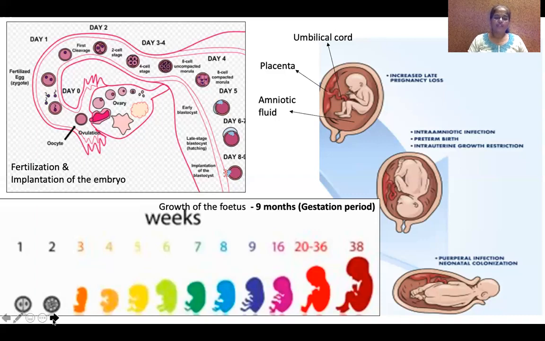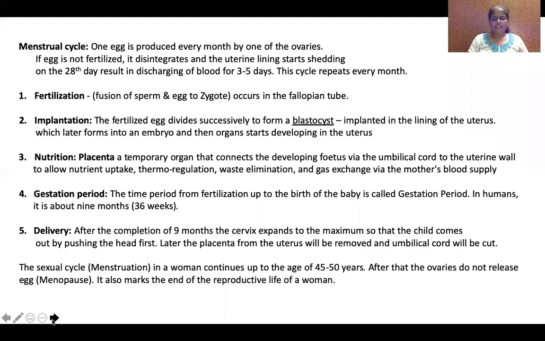Okay, this is the details of reproduction in human beings. The gestation period is 9 months. Fertilization takes place in the fallopian tube. Implantation takes place at the uterus lining, and the placenta provides the nutrition for the fetus via the umbilical cord, and at the end of the 9 months the baby gets delivered. Okay, this is the details of the same pictorial representation.